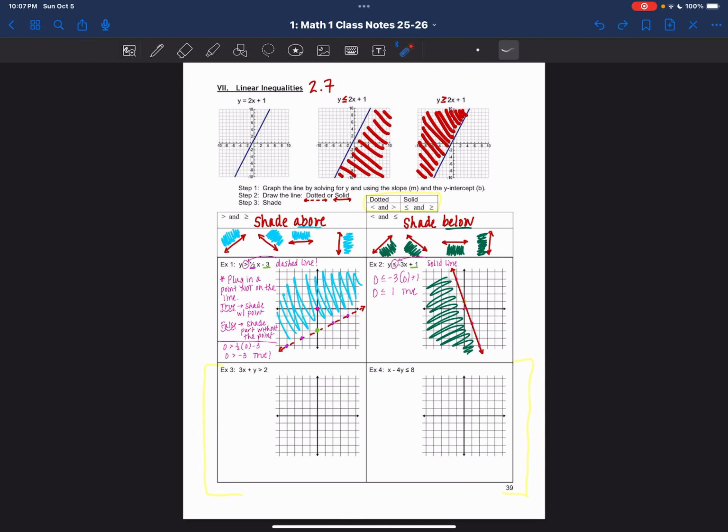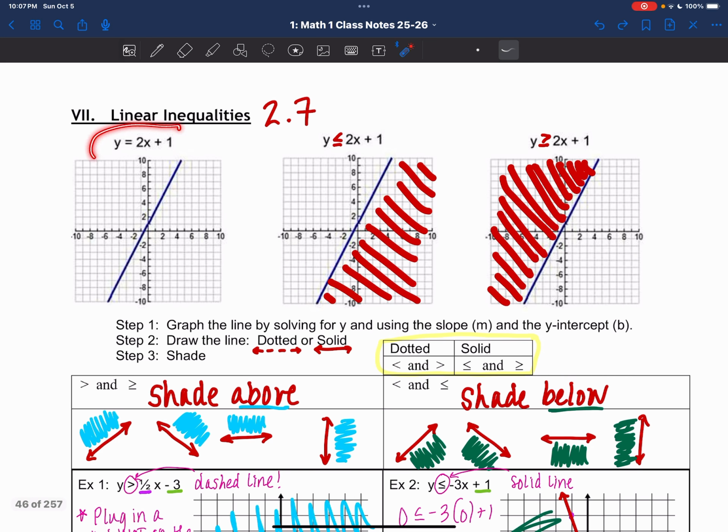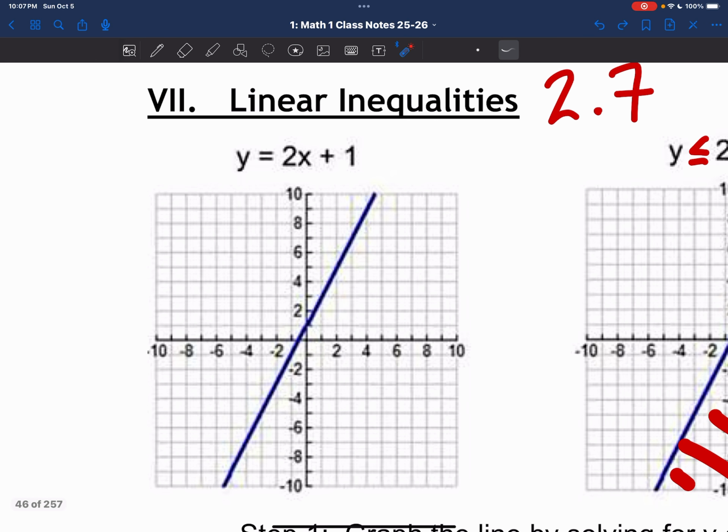All right, today what we're going to be talking about are linear inequalities. When we're talking about linear inequalities, they're basically taking what we already know with graphing. So if we were to graph this, we would start at positive 1 and our slope's 2. So we'd go up 2 and to the right 1. And then obviously we can go down and to the left and then continue that pattern.